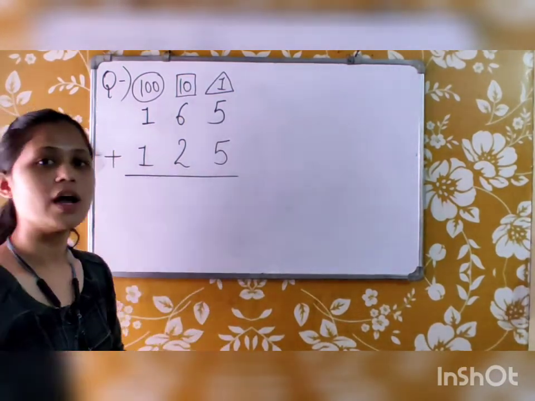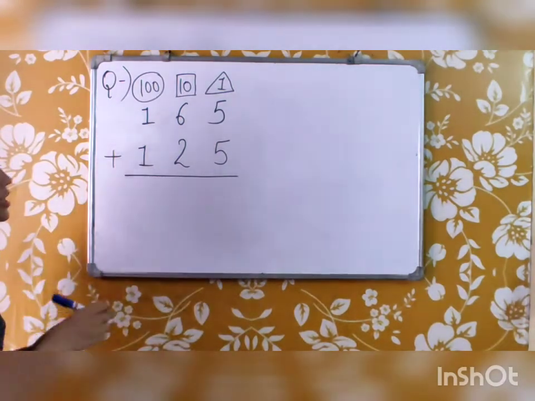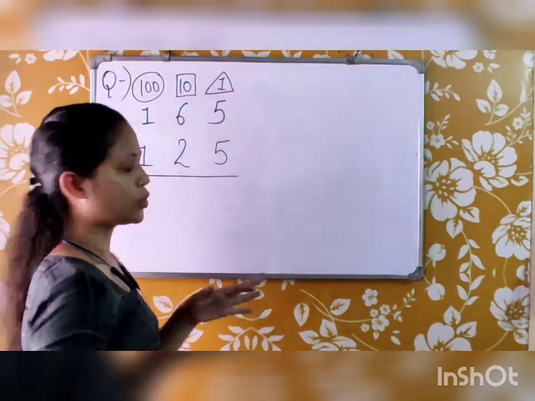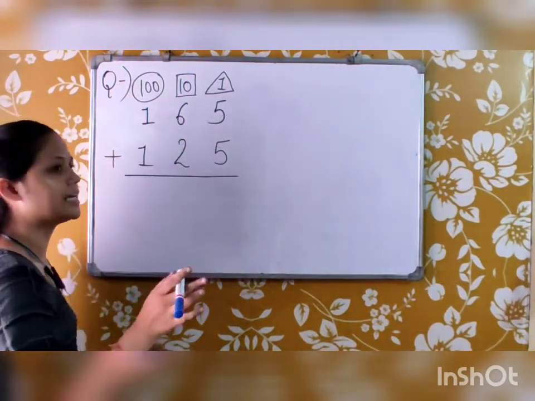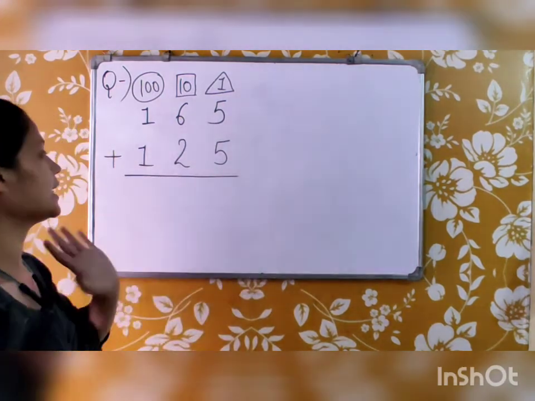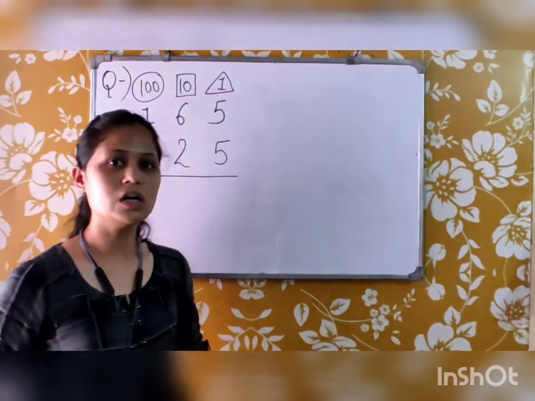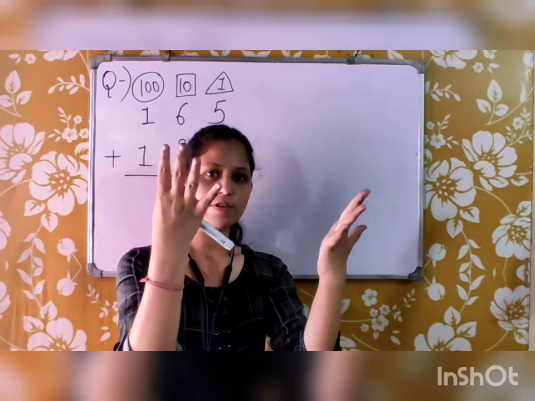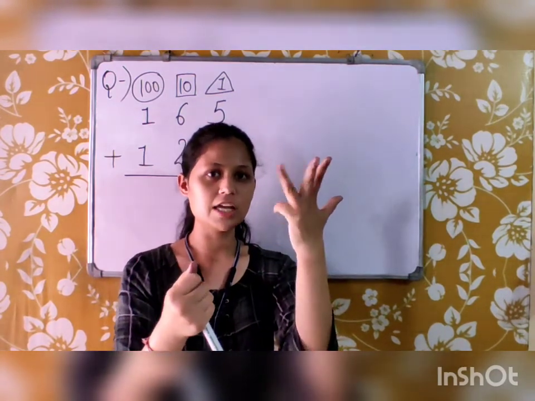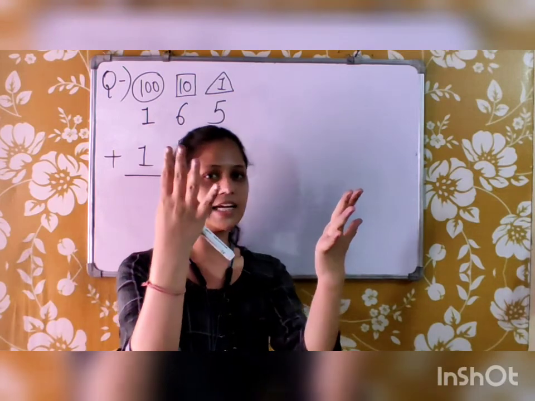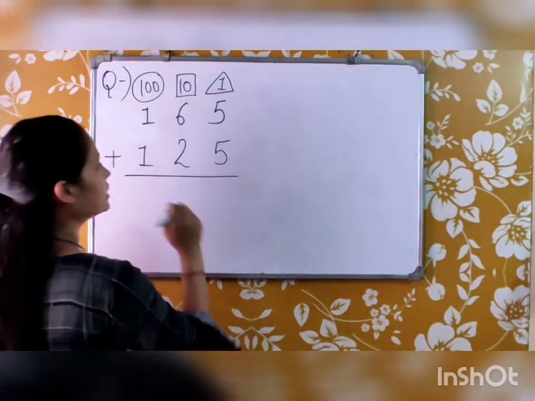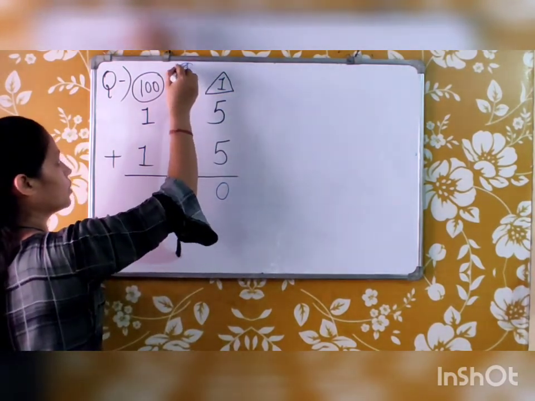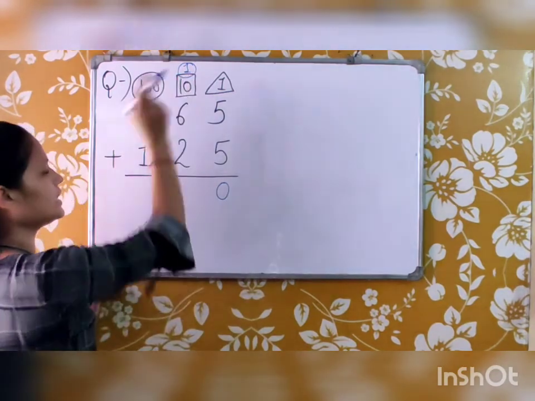So now the question is 165 plus 125. We have to add them. We will add directly, like we directly subtracted. So 5 plus 5, counting 1, 2, 3, 4, 5 plus 1, 2, 3, 4, 5, is 10. I will write 0 here and 1 will go in carry.